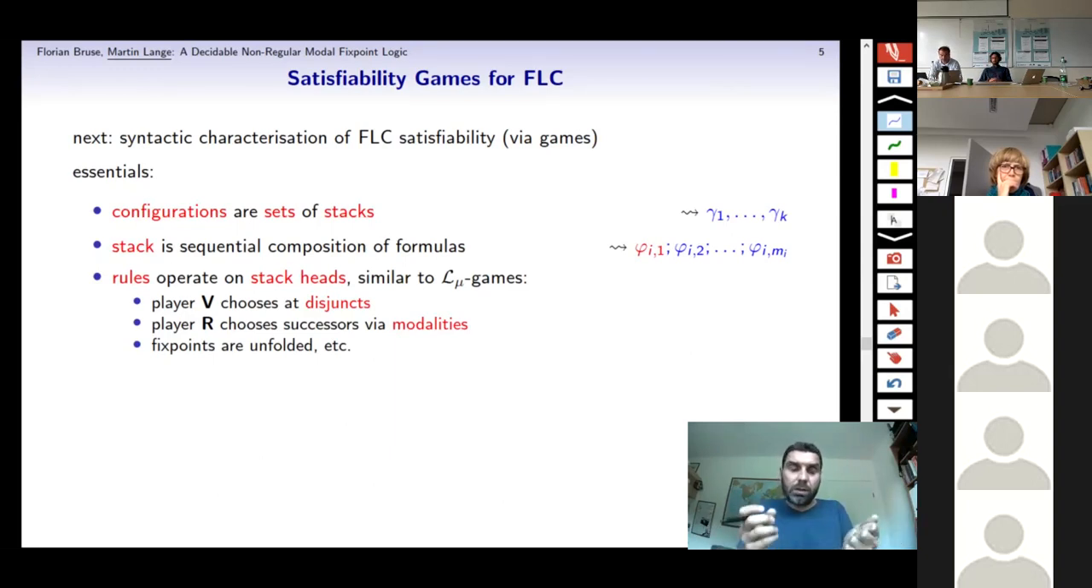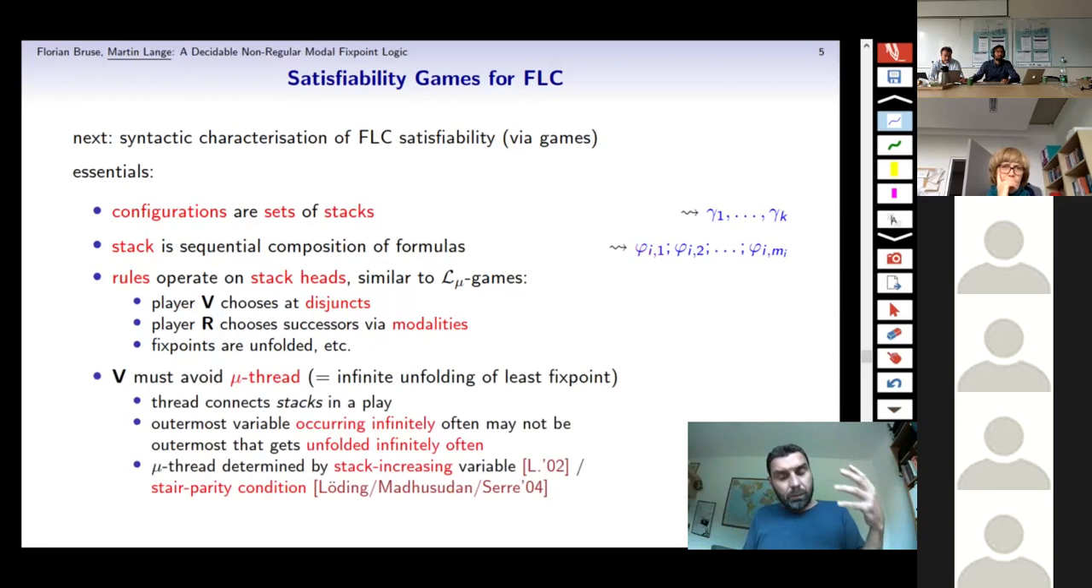The verifier chooses disjuncts in order to say, well, we can satisfy it this way, and the refuter chooses modalities to say, well, I don't believe that in this part of the model we can actually come to a conclusion here. Yeah, we can actually construct a model, and fixed points are unfolded, etc. And then what we need is some sort of machinery that tells us whether the unfolding of least fixed points is well founded. This is a little bit more complicated than it is for the modal mu calculus.